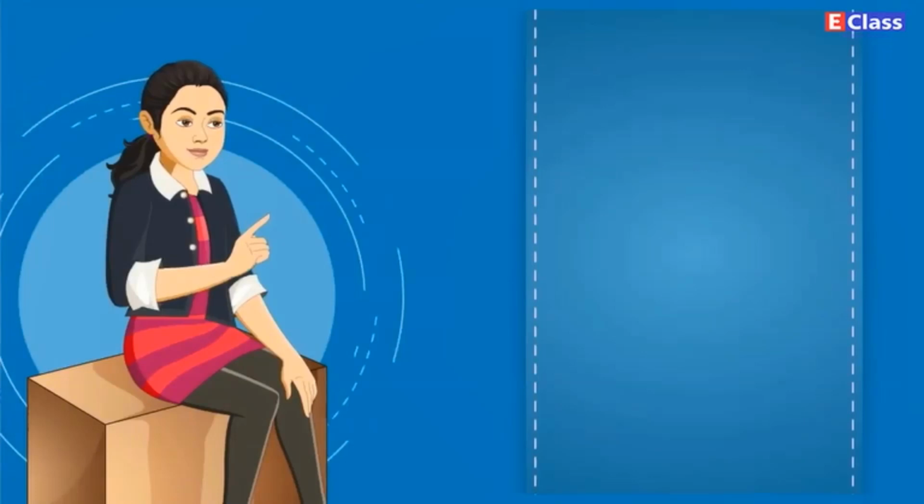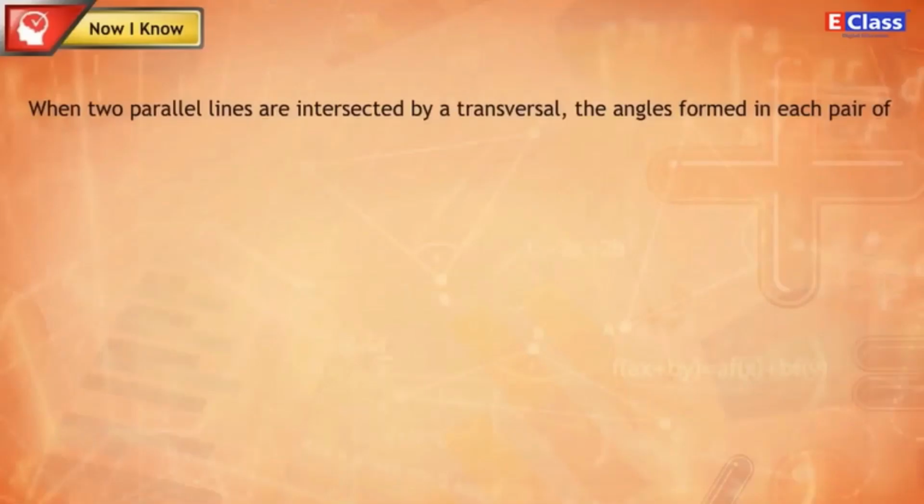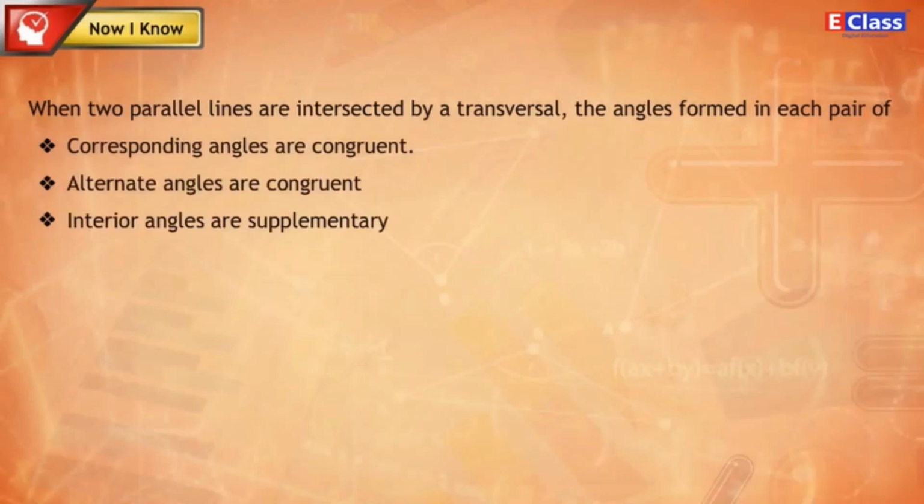Now I know. When two parallel lines are intersected by a transversal, the angles formed in each pair of corresponding angles are congruent. Alternate angles are congruent. Interior angles are supplementary.